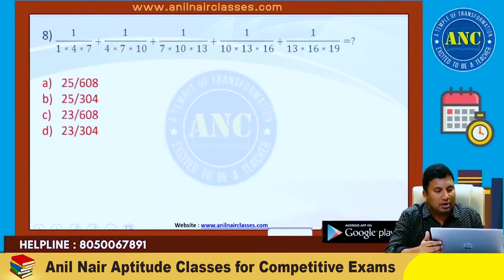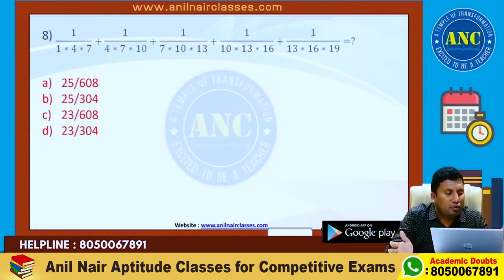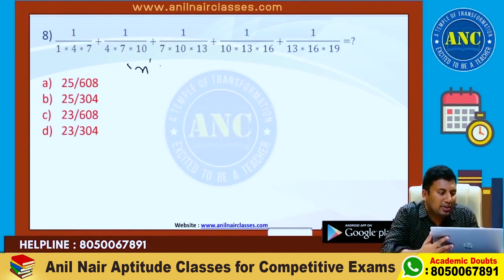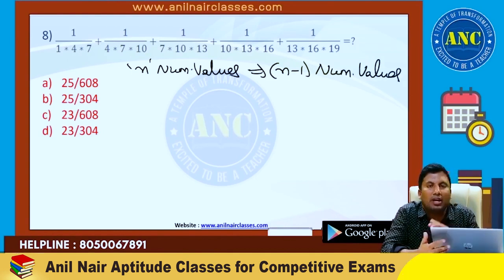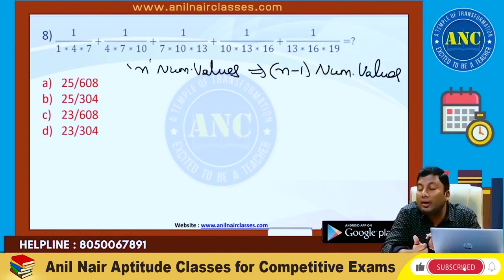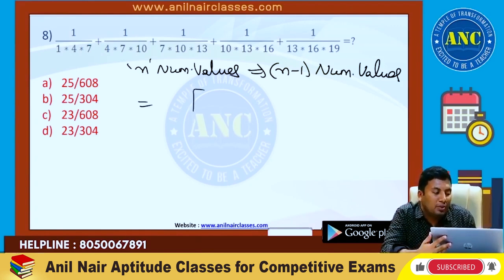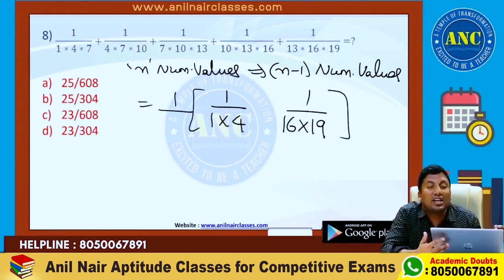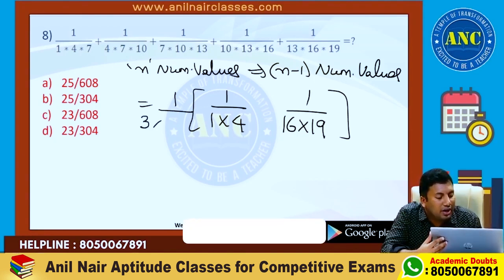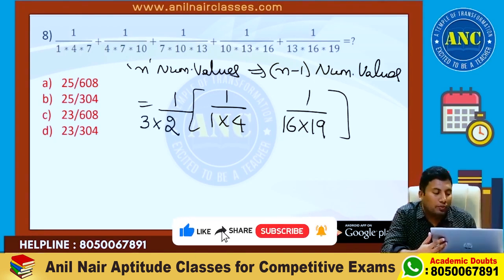Next question. See here. 1 by 1 into 4 into 7, 1 by 4 into 7 into 10 and so on. What is the concept that we discussed? N numerical values should be condensed to n minus 1 numerical values. 3 numerical values are there. Write the first 2 numerical values and write the last 2 numerical values. What is the common difference between consecutive terms? 3. 3 numerical values will become 2.